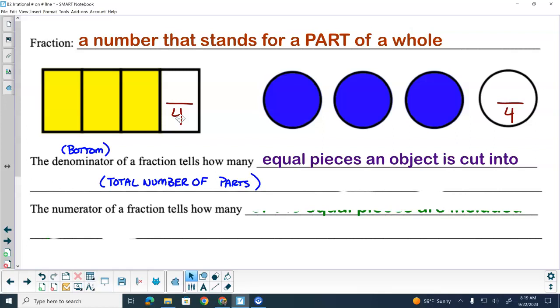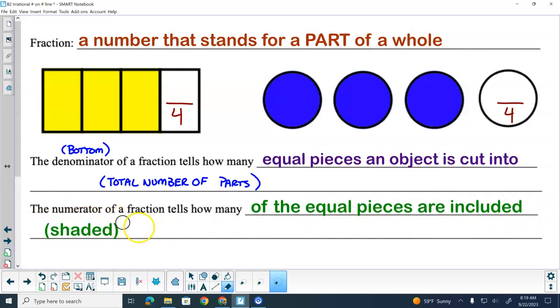So the bottom part of your fraction is the total number of parts. Okay? The numerator of our fraction is the top part. And that's the parts that are shaded, or the part that you have that you are including in your fraction.